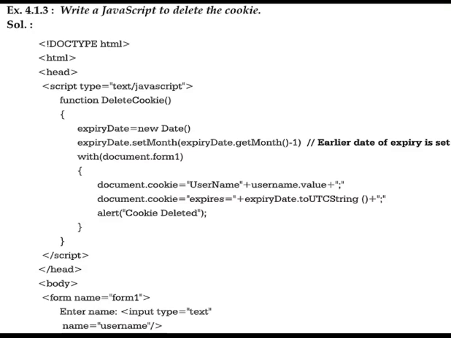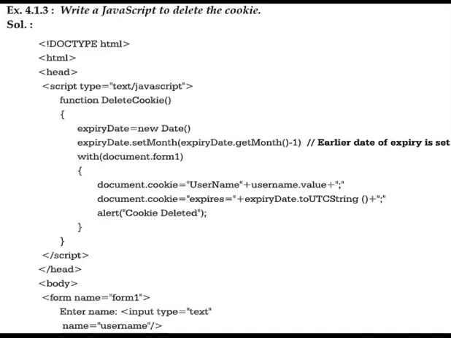HTML tag, head tag, then the script tag, then a function. Function name is what? deleteCookie. Then expiry date, we are going to take one variable as expiryDate, where expiryDate is equal to new Date. New Date will set it to the current date. So now we are going to set the actual expiry date of a cookie. expiryDate dot setMonth. The setMonth method will set the month for the cookie. Then expiryDate dot getMonth. getMonth will retrieve the current month.